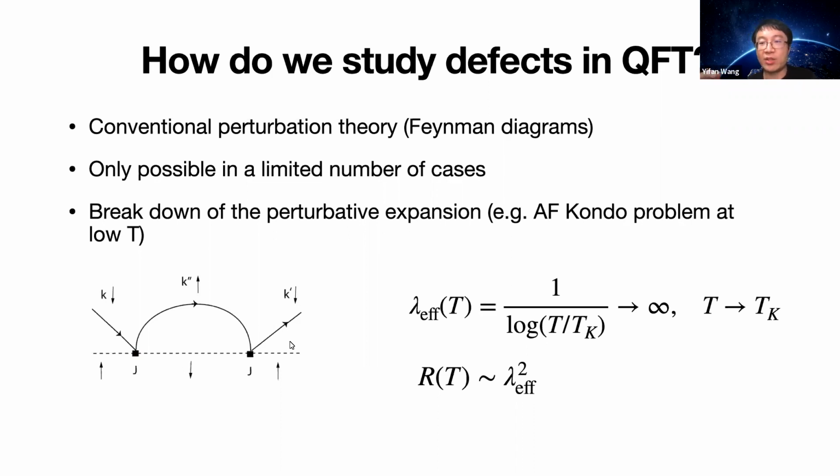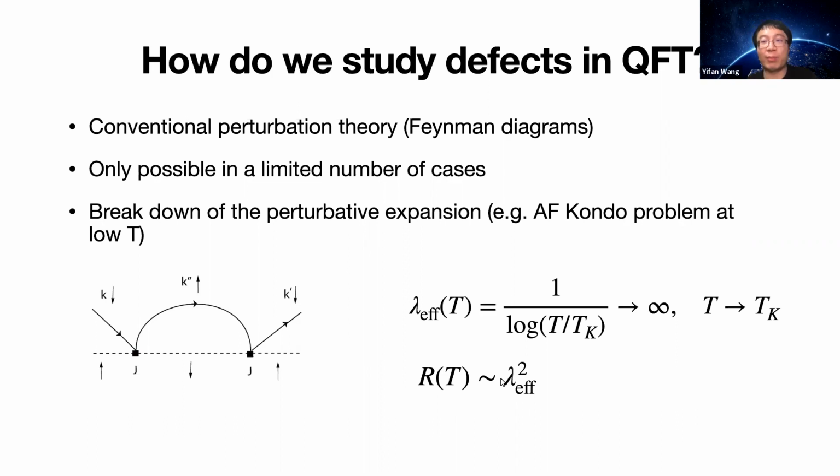So Kondo's solution solves the dip of the resistivity, but it also points out that there's some anomalous divergence in the resistivity as the temperature lowers further beyond the dip. This can be seen from the fact that the effective coupling between the magnetic impurity, the iron atom, and the free electrons in the copper actually blows up as you lower the temperature all the way to the so-called Kondo temperature. The resistivity roughly goes like the effective coupling squared, which tells you that, if the computation is trustworthy, it actually blows up. But this doesn't make any sense, and also contradicts the experimental result.